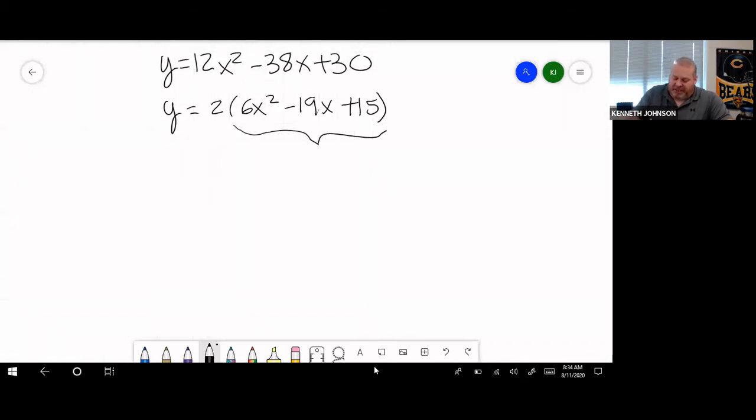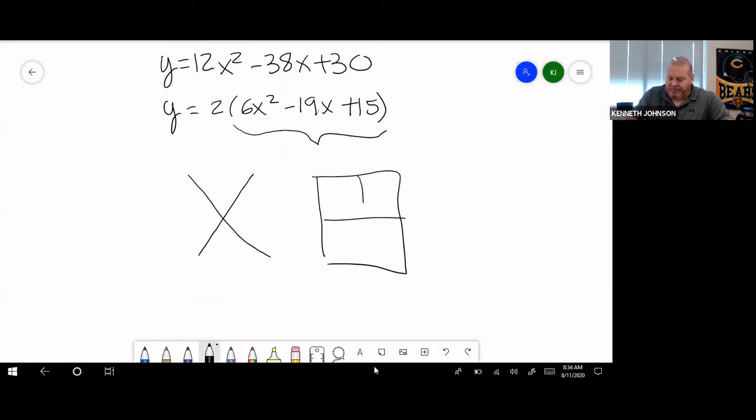So I'm going to set up my X-box. 6 times 15. All right, 6 times 15 is 90. And then B goes in the bottom. I put the first term in the first box and the last term in the last box. All right, so now I'm set up and I'm ready to do the magic part. It has to multiply to make 90 and add to make negative 19.